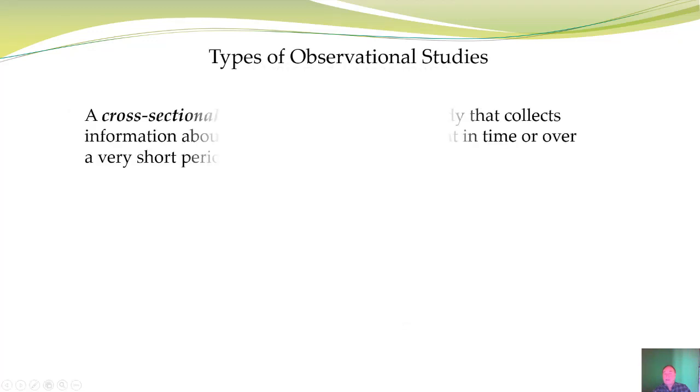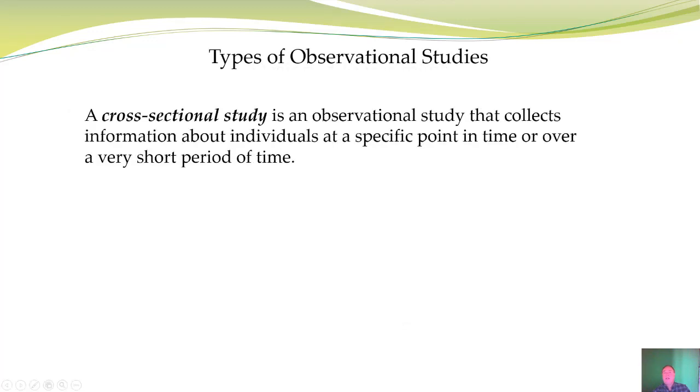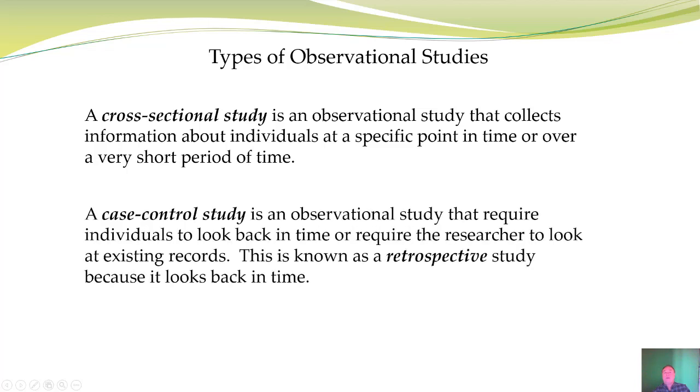Types of observational studies. A cross-sectional study is an observational study that collects information about individuals at a specific point in time or over a very short time period. A case control study is an observational study that requires individuals to look back in time and requires the researcher to look at existing records. This is known as a retrospective study because it looks back in time.